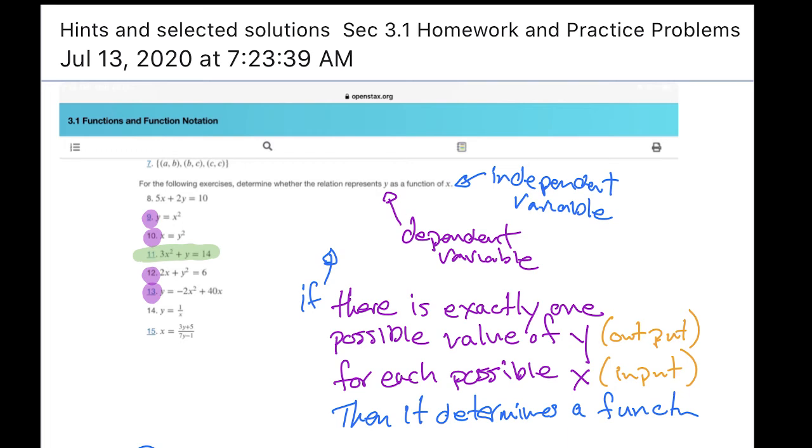But this says determine whether the relation represents y as a function of x. So as a function of x means that x is the independent variable. And if y is a function of x, y is the dependent variable. Y would depend on what x is. And it's going to be a function if, what it says here in purple, there's exactly one possible value of y, the output, for every possible x, every possible input. If that's the case, then it determines a function.